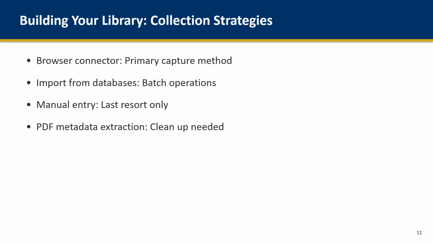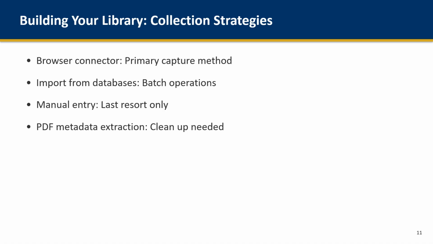Manual entry should be your last resort. Typing citation information is slow and error-prone. You might need manual entry for older sources not in databases, personal communications, or unusual source types. When you must enter manually, double-check every field against the original source.